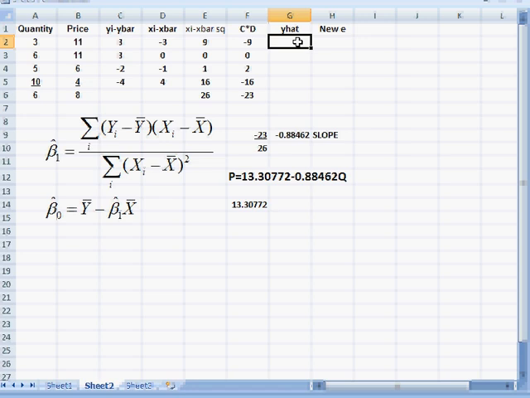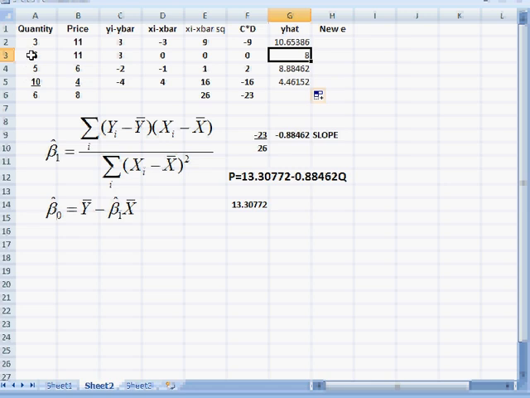And so a formula to do that would be equals 13.30772 minus 0.88462 times A2, the quantity. That's our first prediction. I'm going to copy these down. And so we get 1, 2, 3, 4 different predictions here for our best line.